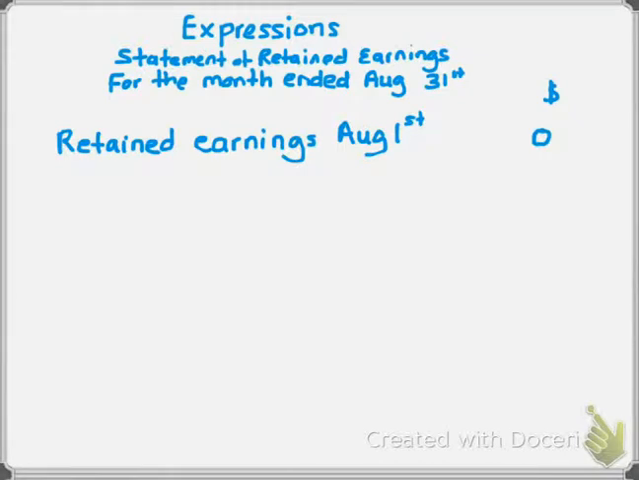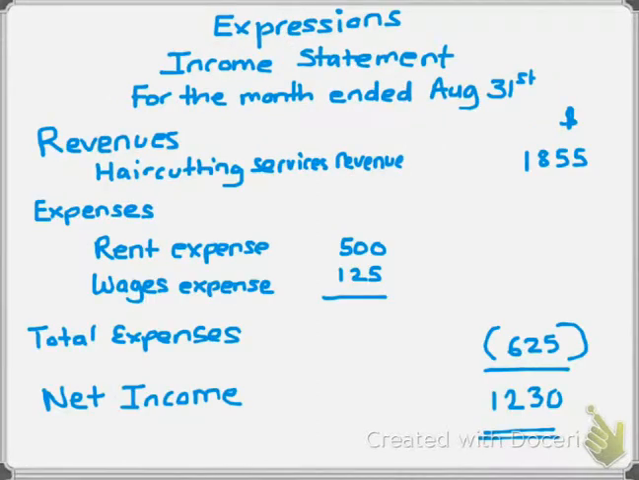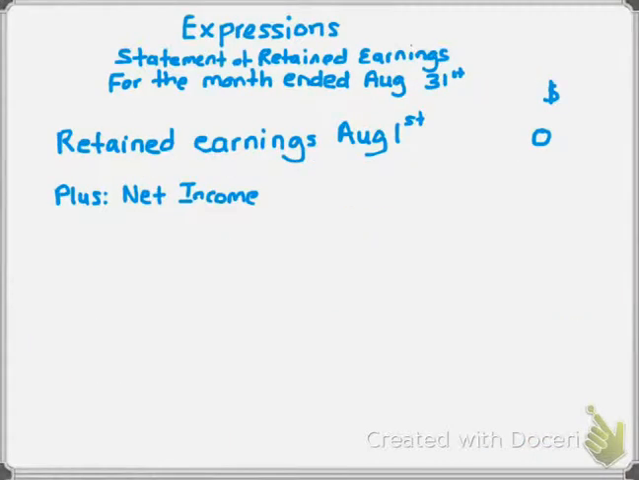The next line item in the statement of retained earnings is net income. We're going to go ahead and add net income. Where do we get the net income figure? Net income, if you remember, was calculated from the income statement. So let's go back to the income statement and identify how much we had for net income. Our net income was 1,230. So that is the number that we're going to put in our statement of retained earnings.